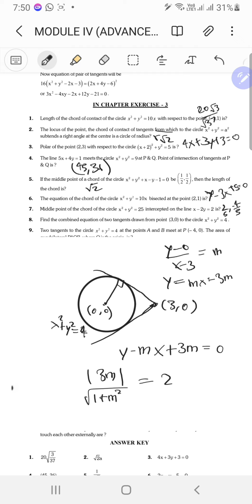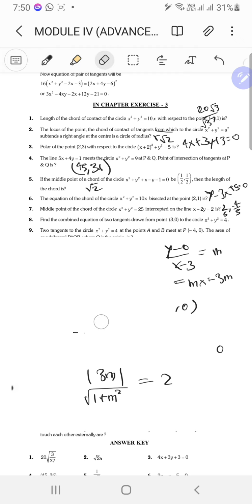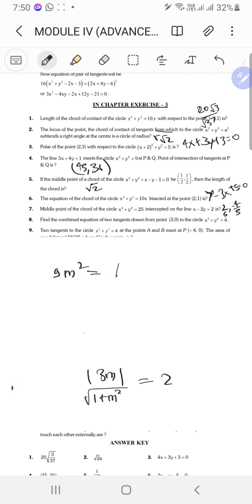Yeah, that's very weird. We just find both of them in that case, right? It was passing through (3, 0). Okay, so let's just square this. So 9m squared equal to 4 plus 4m squared. So 5m squared equal to 4, m equal to plus minus 2 upon square root of 5, right?